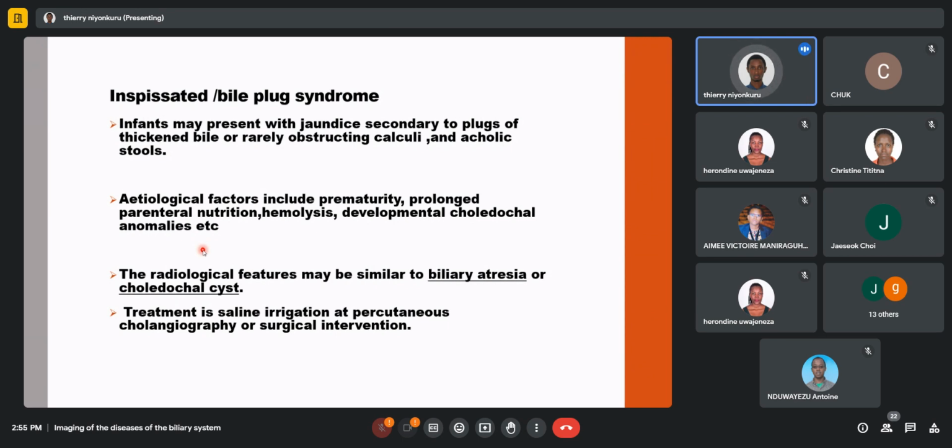It presents in infants who have jaundice, secondary to plaques of thickened bile or rarely obstructing calculi, and they also have acholic or white stool. It may be due to prematurity, parenteral nutrition, hemolysis, or developmental cortical anomalies. The radiological features may be similar to those of biliary atresia or choledochal cyst. The treatment is by saline irrigation or percutaneous cholangiography.